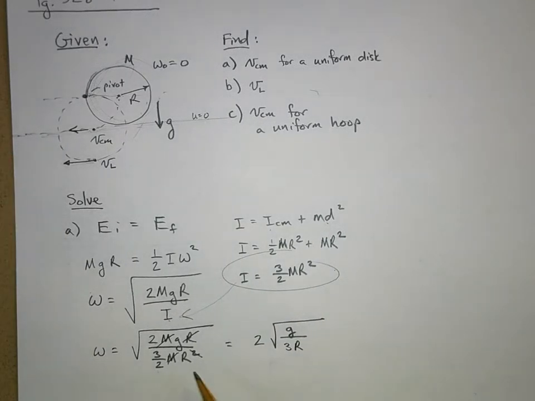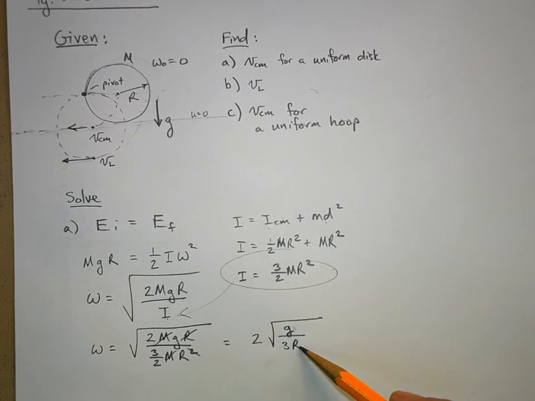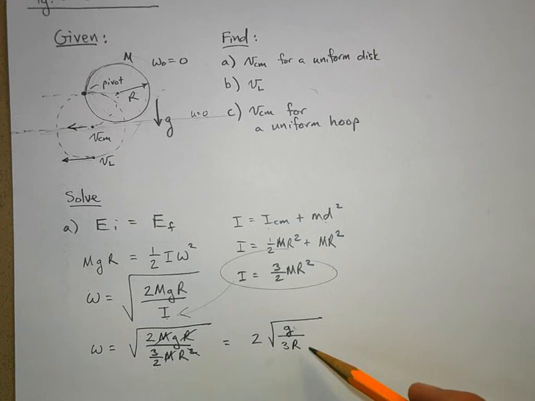I think everything's good. And that's dimensionally correct. This is meters per second squared. This is meters. So the meters cancel out. You get per second squared. You take the square root of that, and you get per seconds, which is really radians per second.